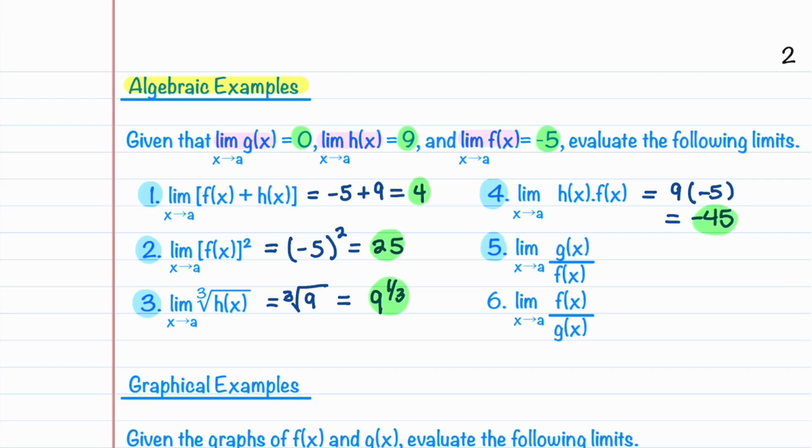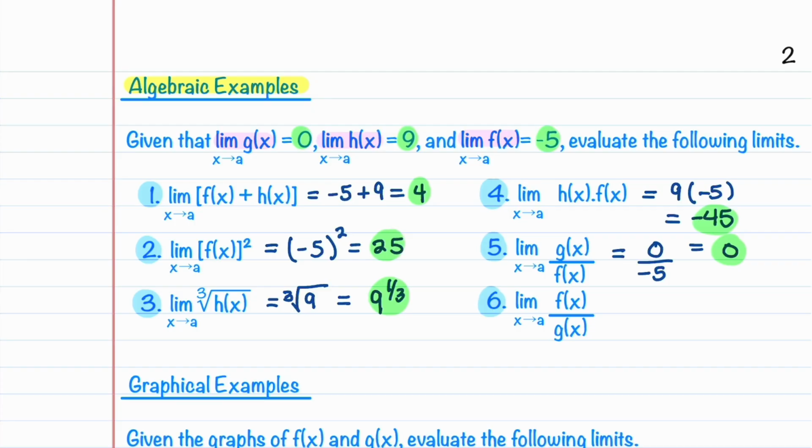Let's look at number 5. For this one, we are going to use the quotient law, and we're going to have the limit of g of x as x approaches a in the numerator, and that's going to be 0. And then in the denominator, we have the limit of f of x, and that's minus 5, so we get an answer of 0.